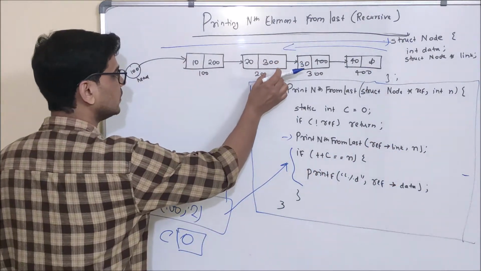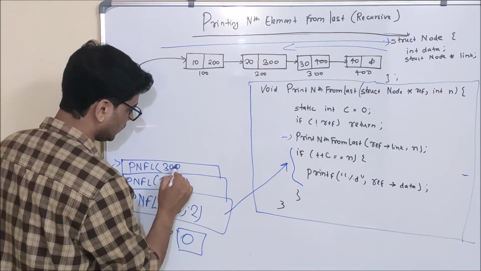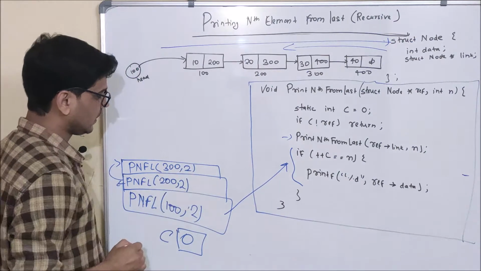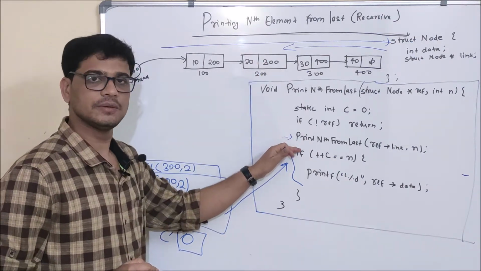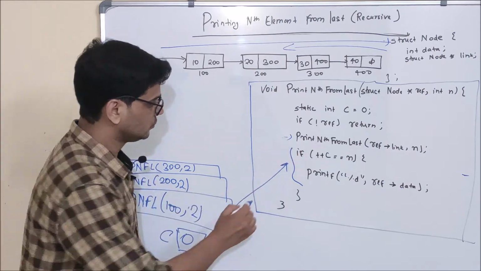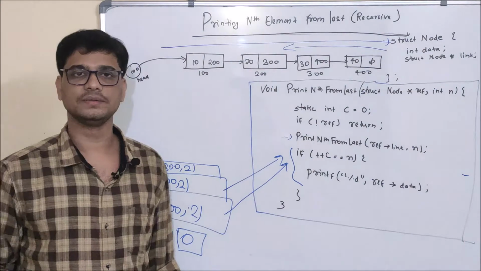Link part of the node starting from memory, it is 200. So it is 300 comma 2. And this function will go for its own execution, and till the time this function call is not finished, these two lines for this particular function will also be on hold.